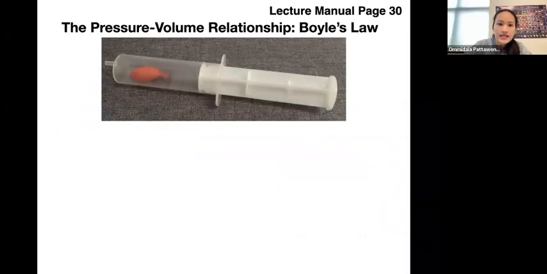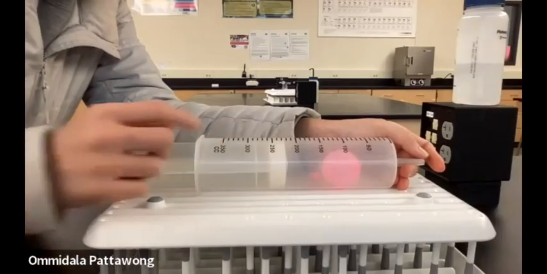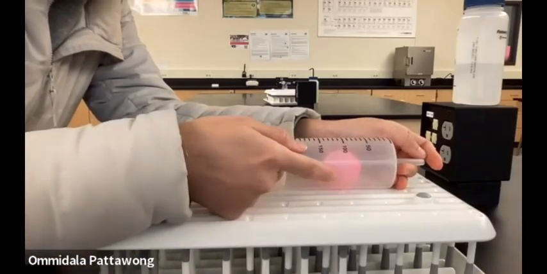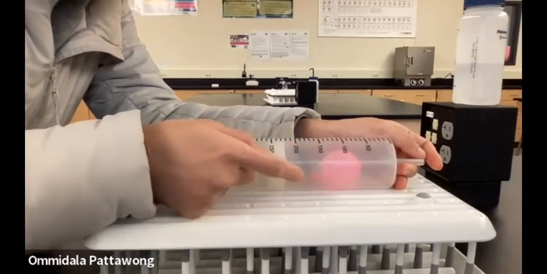So now let's take a look at the first relationship, which is pressure and volume. Before we discuss this relationship, I would like to actually watch the lecture demo real quick, and we are going to establish the relationship between pressure and volume together. In this syringe, we have a balloon. This balloon has a certain amount of gas in it. I already tied it.